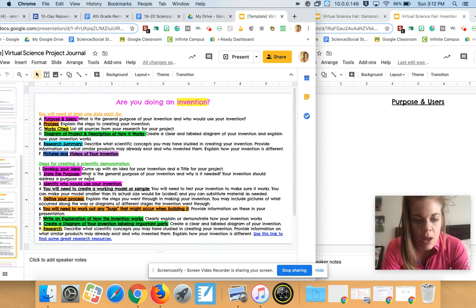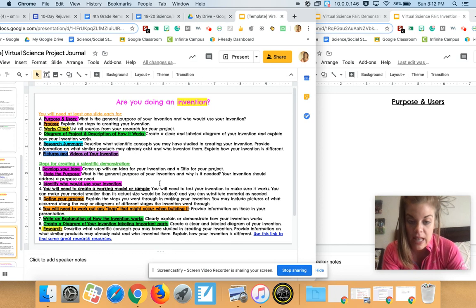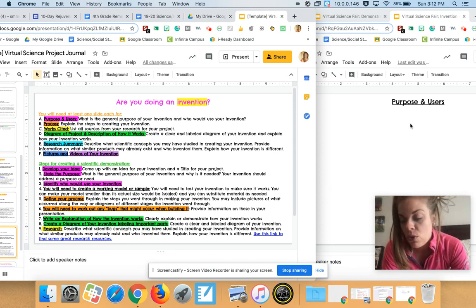Okay. You're also going to state the purpose. So why are you inventing it? Why is it even needed? Okay. So you're thinking about why your invention maybe makes people's lives better or easier or improved some way. Okay. Your invention, though, should have a purpose. Okay. And then again, just make sure that you list specifically who would use your invention.